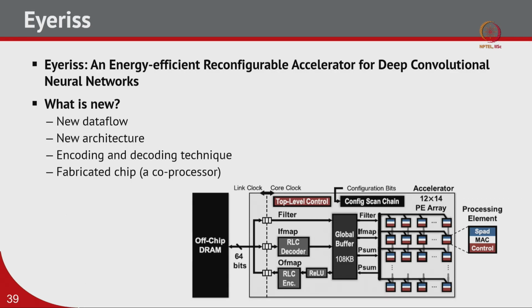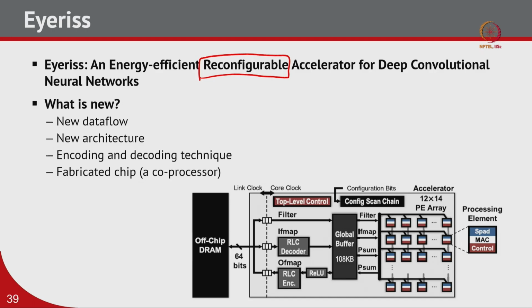So, Eyeriss is an energy efficient reconfigurable accelerator for deep convolutional neural networks. Pay attention to this word reconfigurable. Whenever we say reconfigurable accelerator, that means the architecture will of course remain the same, but different parts of the architecture will be used differently based on the input parameters.